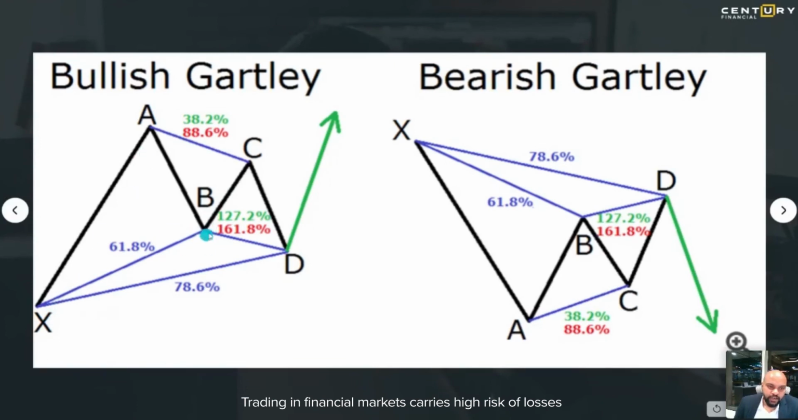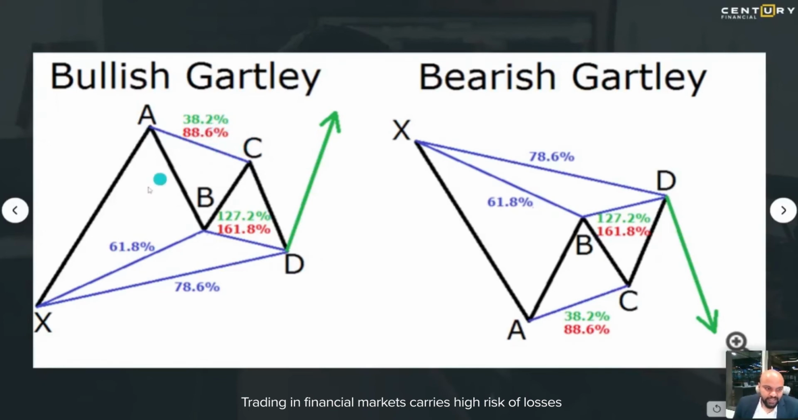However, we will not take any trade on B. We will not take any trade on A. We will wait for D to complete. So once B is confirmed, you draw a Fibonacci from A to B and expect the prices to move back up, and this upside movement should be between 38.2 and 88.6.